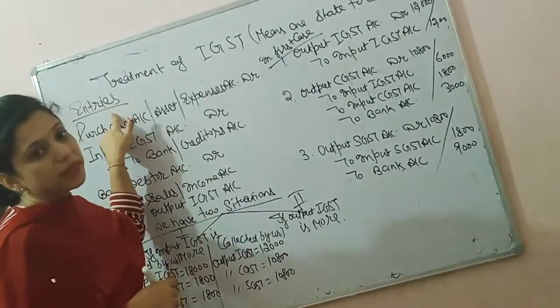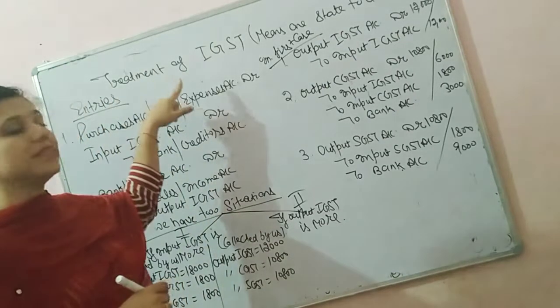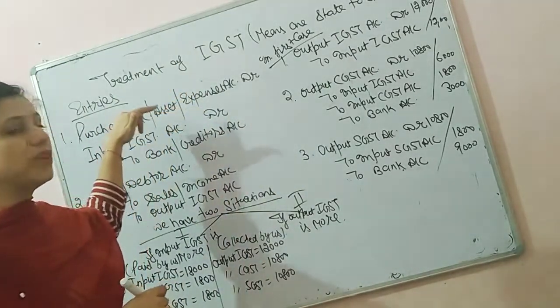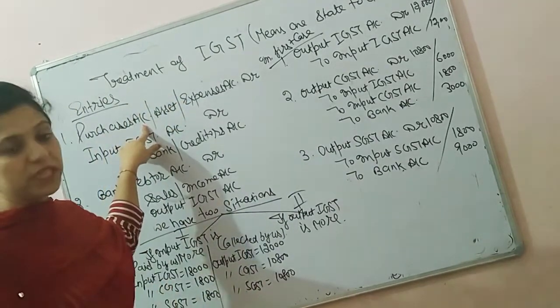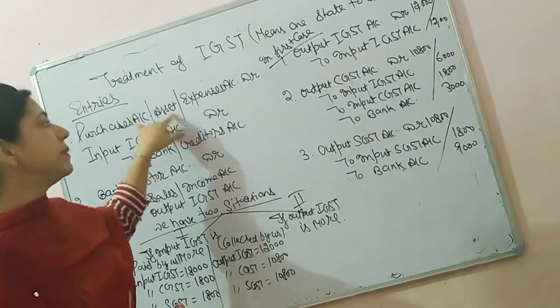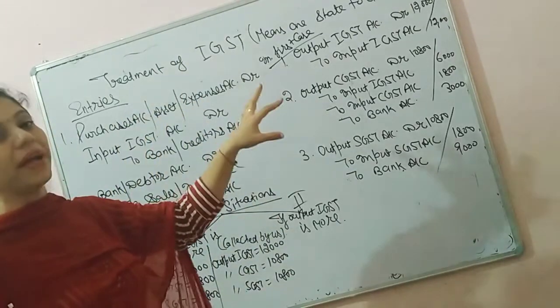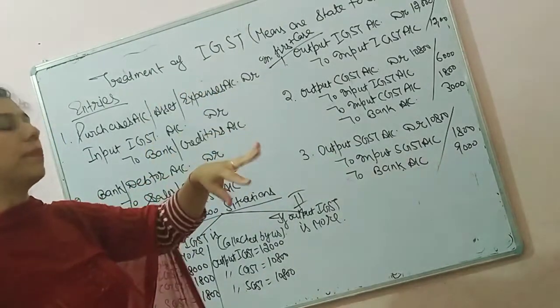So what will be the journal entries? Journal entries are the same as those of CGST and SGST, as we have already discussed. Like purchases account debit if you purchase goods, or if you purchased assets, then asset account debit. Please keep in mind that you don't combine these entries. I just combine these entries to help you understand properly.